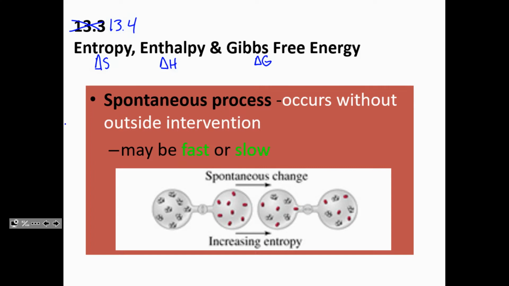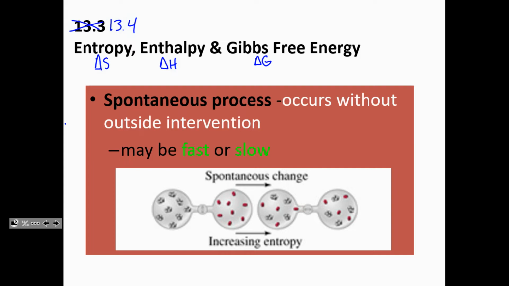A spontaneous process is going to occur without outside intervention. If it's spontaneous and we classify it as spontaneous, it's going to happen on its own. We don't have to give it a push. We don't have to add any extra energy. Now, it can be fast or it can be slow. I think of spontaneous combustion. Certain things will combust on their own, and that's a very fast process. Some things like rusting happen very slow.